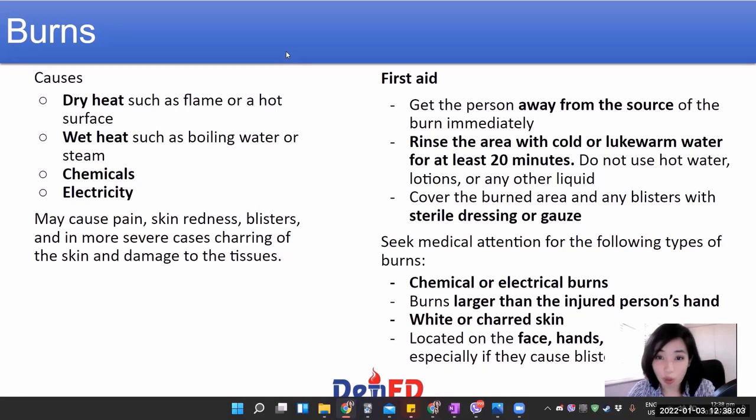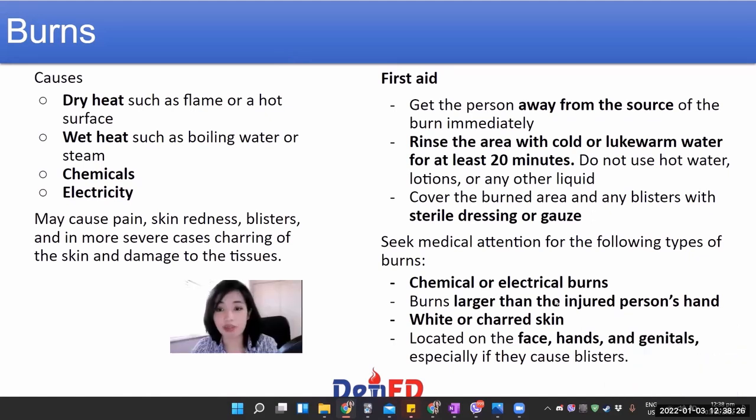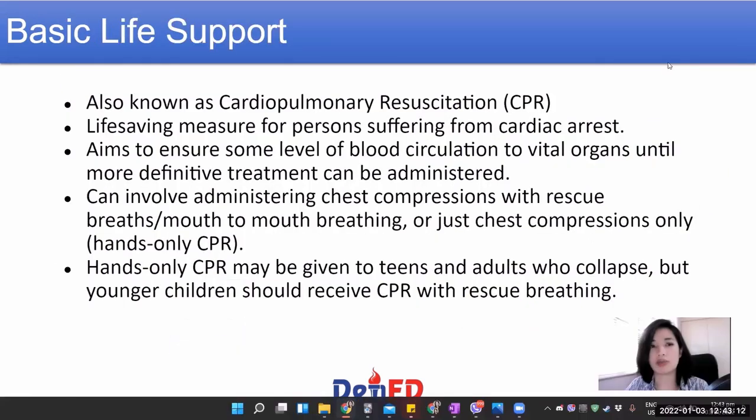Do not use hot water, lotions, or any other liquid. Cover the burned area and any blisters with sterile dressing or gauze. It's important to seek medical attention for chemical or electrical burns, any burn larger than the injured person's hand, white or charred skin, and those located on the face and hands and genitals, especially if they cause blisters.